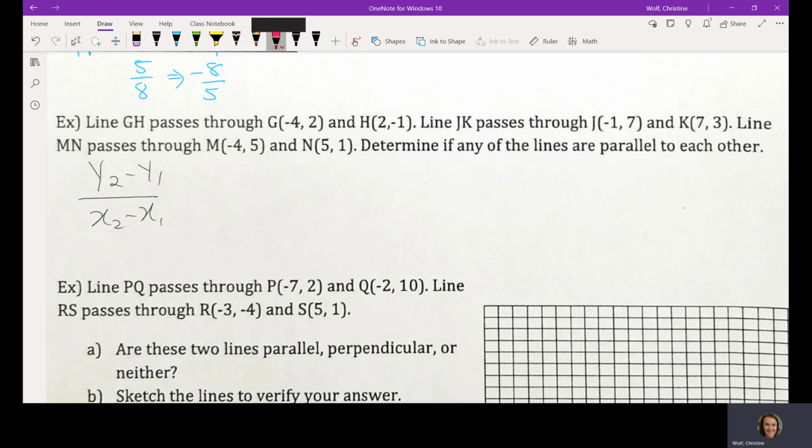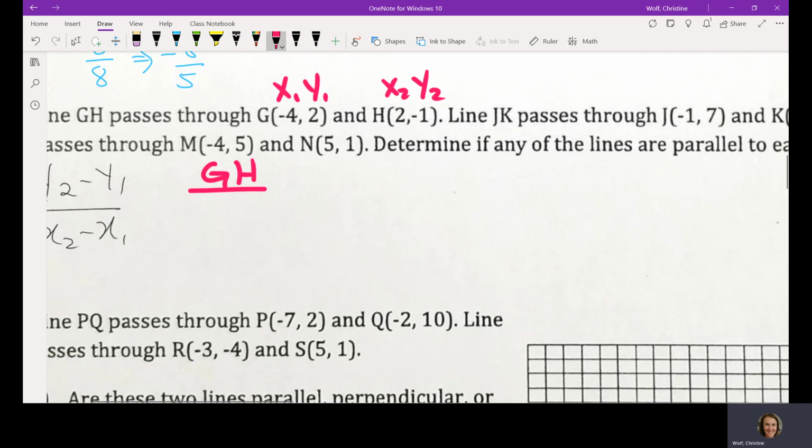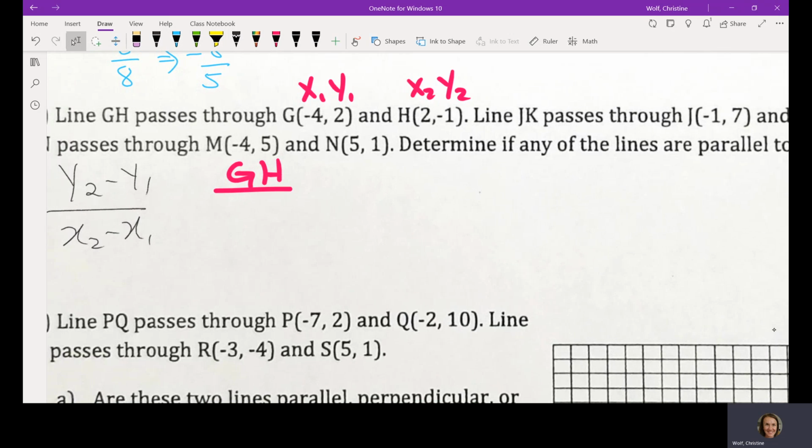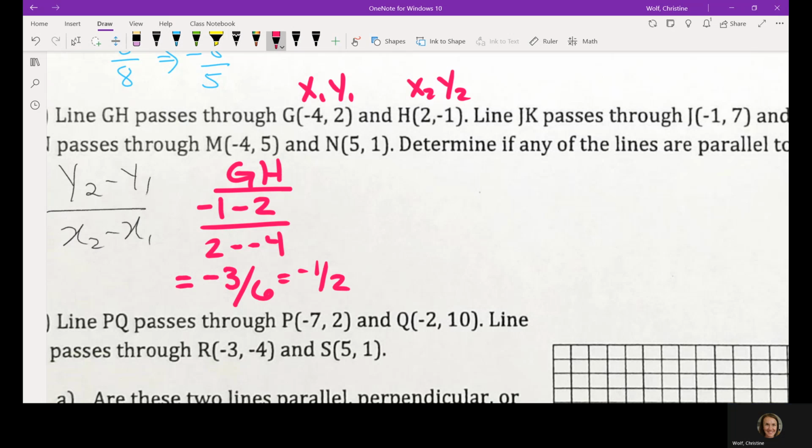Okay, so I'm going to do the work for GH in red. So this is my x1, y1 for G and my x2, y2 for H. And now I just plug in as per the formula. So that would be -1 minus 2 divided by 2 minus -4. So I just took what I labeled there and plugged them in as the formula said. When I simplify that, the top becomes -3 and the bottom becomes 2 plus 4, or 6. We never leave it like that. We reduce to -1/2, and there's our first slope.